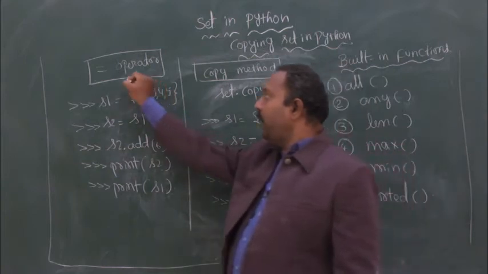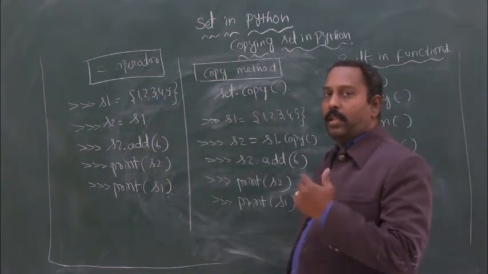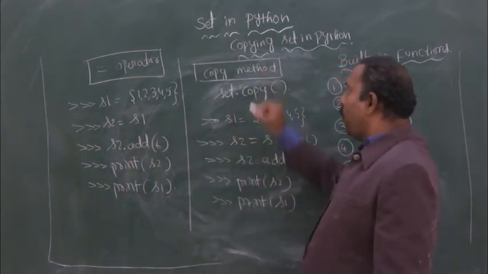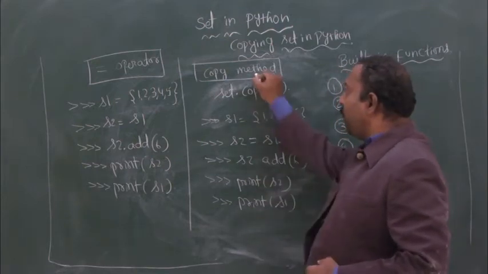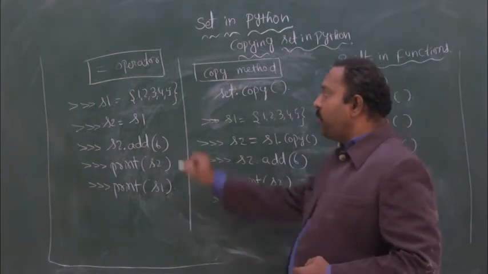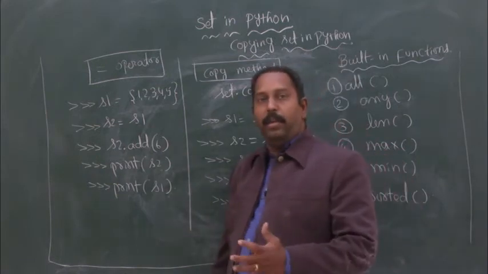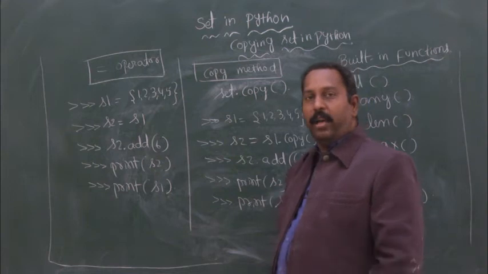The first one is the equal to operator. We can copy one set into another set by using the equal to operator, that is method 1. And we can also copy by using the copy method, which is another method available in the set data structure. First, you will see the equal to operator. It is just like copying one variable into another variable. Just like that, we can copy one set into another set.